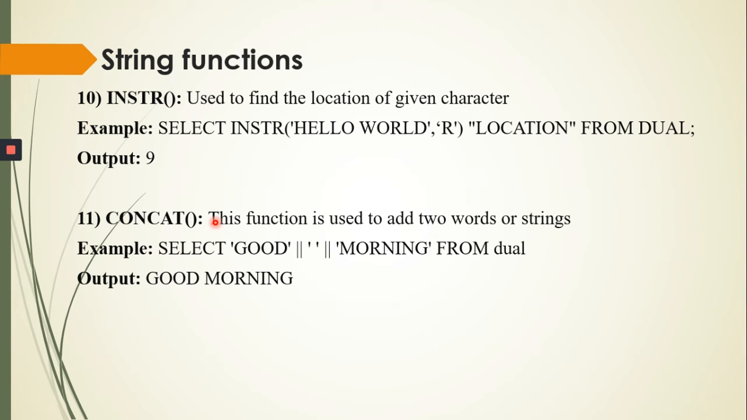Next is concat. Concat is used to combine two strings. So select good and morning from dual. It will combine the two strings, good, morning. These operators are used to combine the two strings.